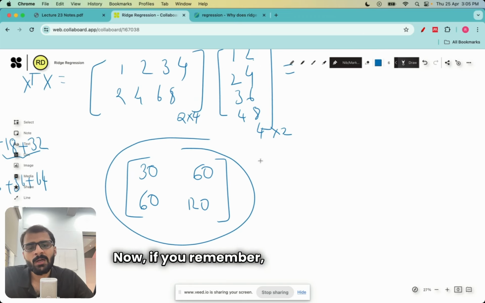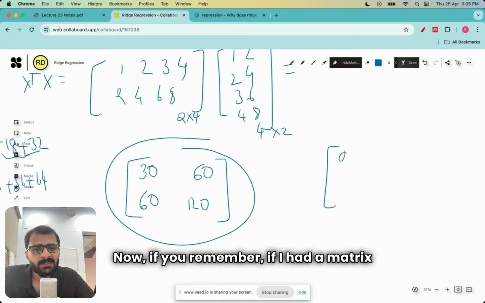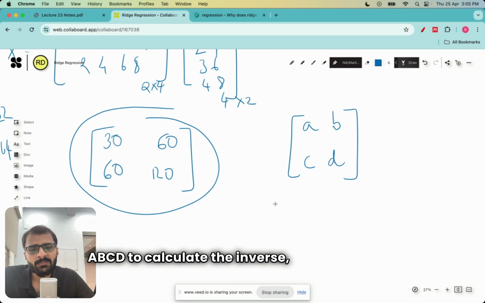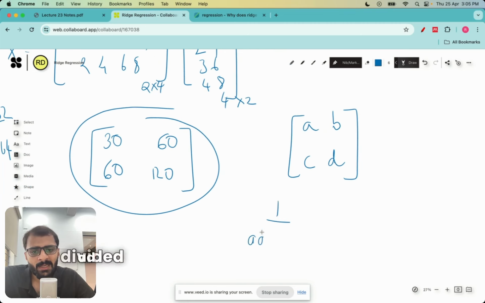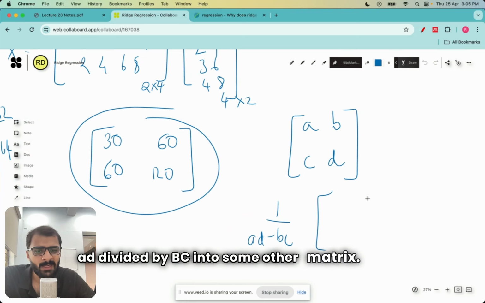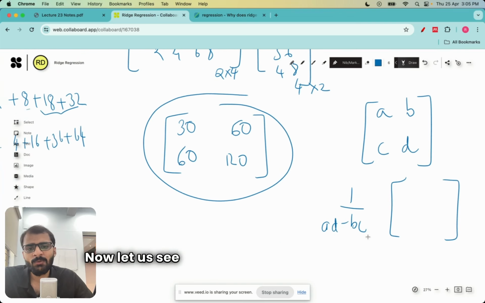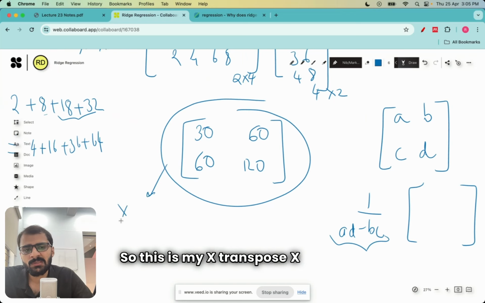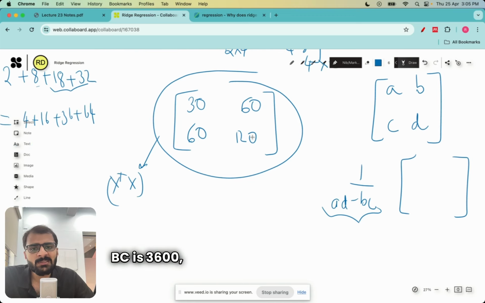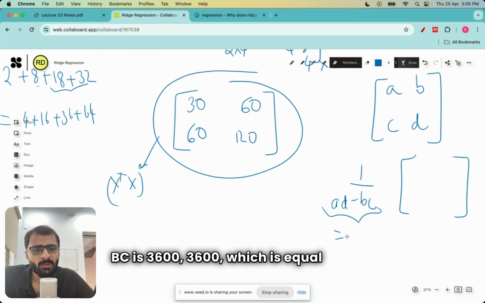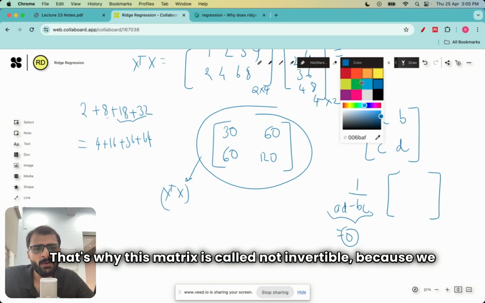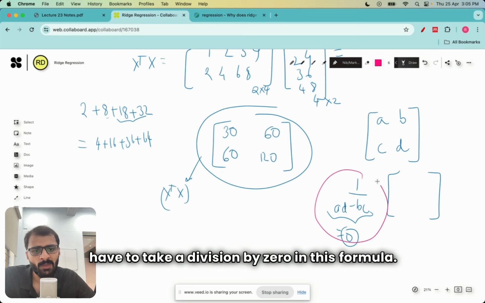Now, if you remember, if I had a matrix A, B, C, D, to calculate the inverse, it was 1 upon AD minus BC into some other matrix, correct? Now let us see what AD minus BC is in this case. So this is my X transpose X. AD minus BC is 3600 minus 3600, which is equal to 0. That's why this matrix is called not invertible, because we have to take a division by 0 in this formula.